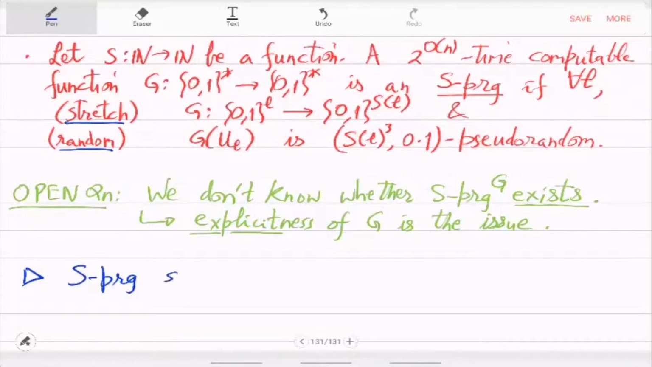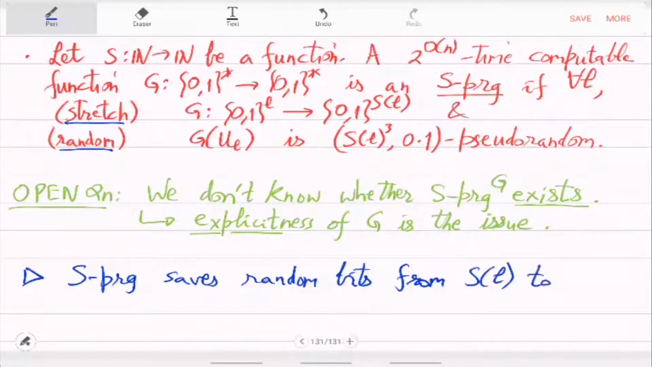So SPRG saves random bits from S of L to L. That is the idea, and let us now show this as a theorem. How much is the saving, or which complexity classes are being de-randomized?